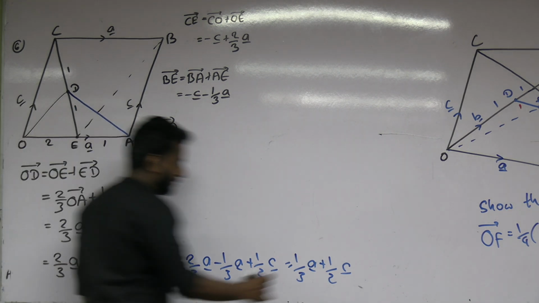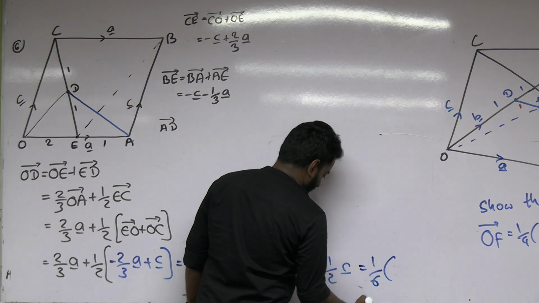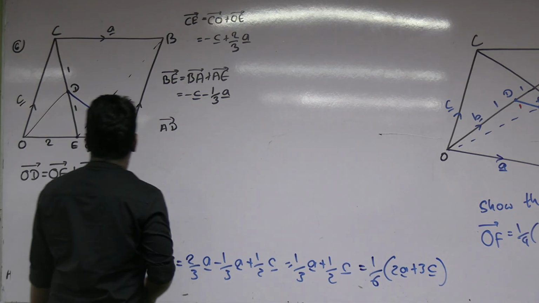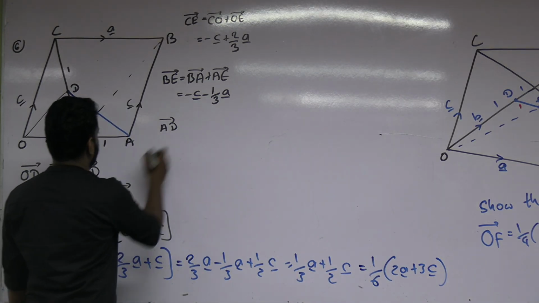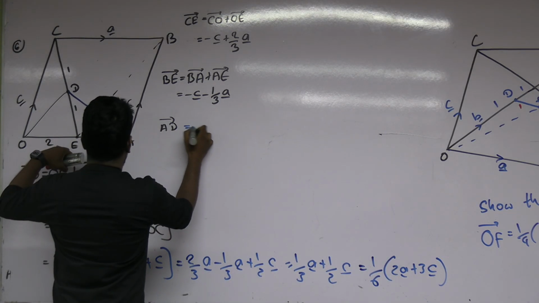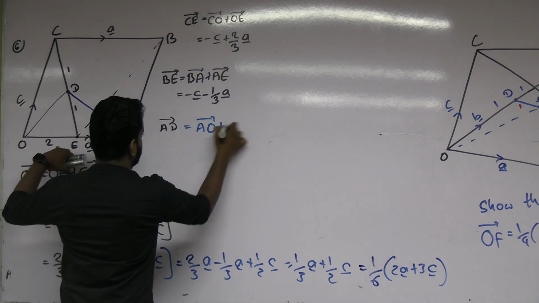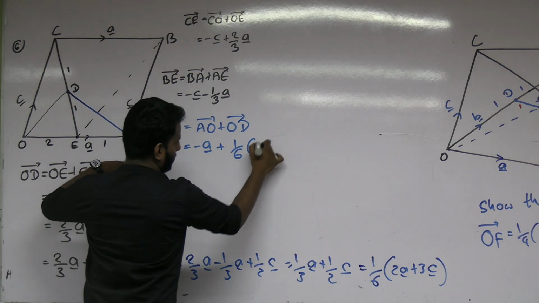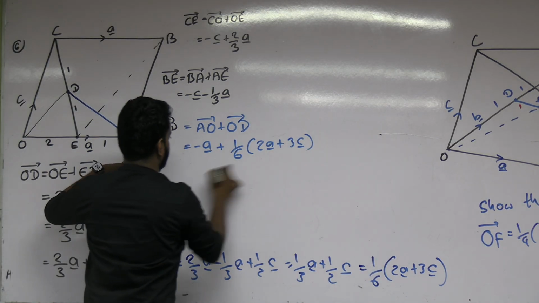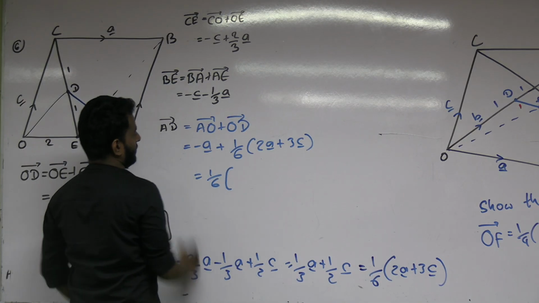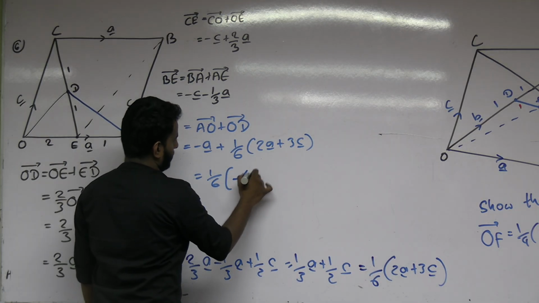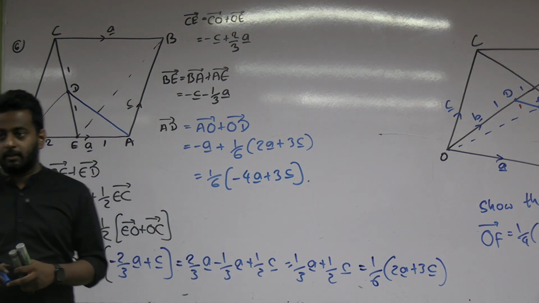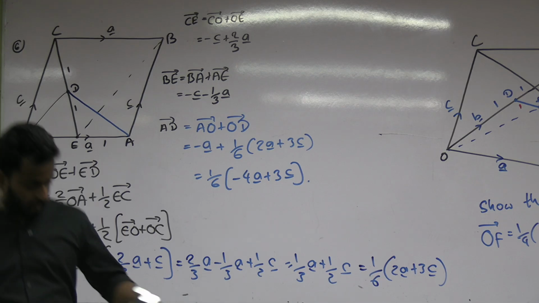Yeah. So you can have a common denominator and write it as 1 over 6 (2A plus 3C). Right, that is correct. And since I have found AD, we can write OD. We can easily write AD as AO plus OD. So AO is minus A plus OD, which is 1 over 6 (2A plus 3C). When you multiply this by 6, we get minus 6A, so minus 4A plus 3C. Is that the answer you get for AD?